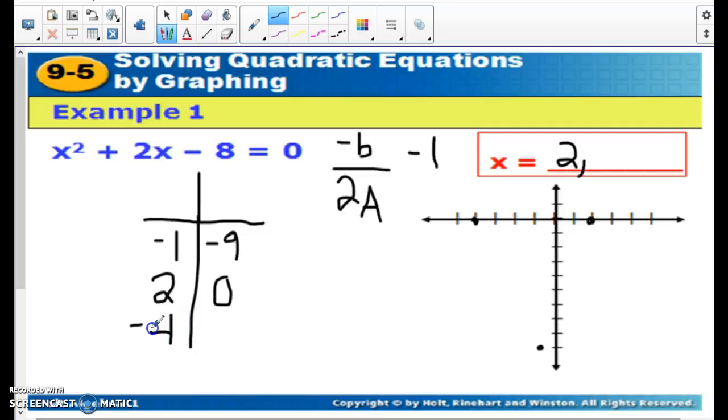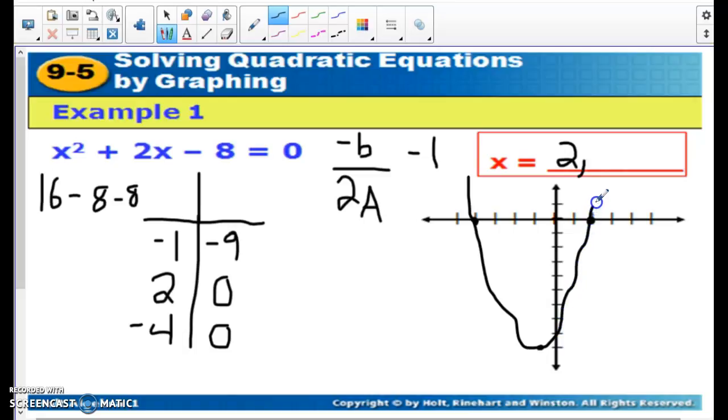I'm going to double check it just in case. So I have -4 squared, which is 16, plus 2 times -4, which is going to be a -8. And then I have another -8. So 16 minus 8 minus 8 is going to give me 0. And this will give me that U shape that I was looking for, and I found where it's going to cross my x-axis. So again, really we're just finding where the zeros are.